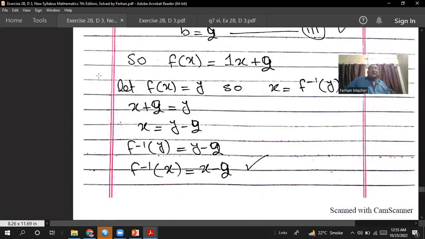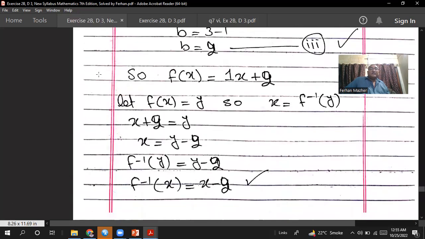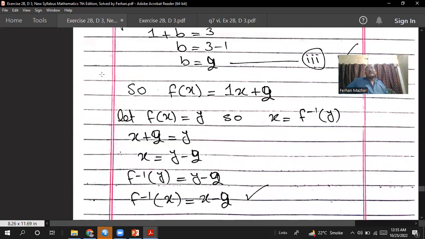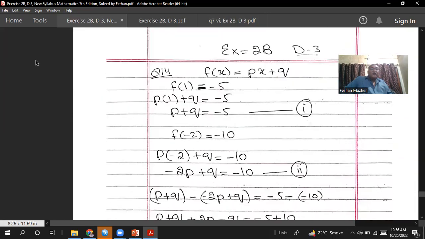Okay. So the formula for f of x will become 1x plus 2. So f of x is equal to y. So x plus 2 is equal to y. So x is equal to y minus 2. And so x can be written as f inverse of y equals y minus 2. So I will change the variable here. So it will become f inverse of x is equal to x minus 2. So f inverse of x is equal to x minus 2.